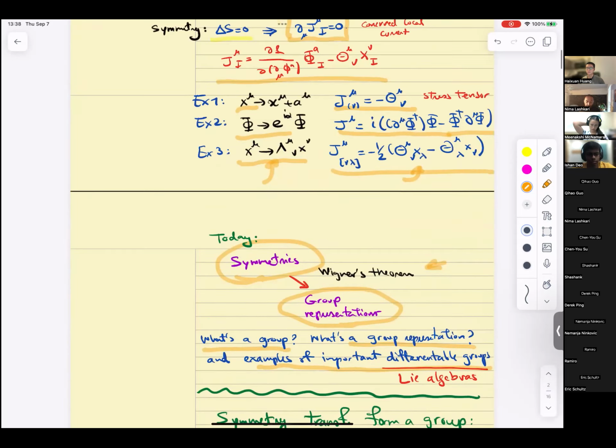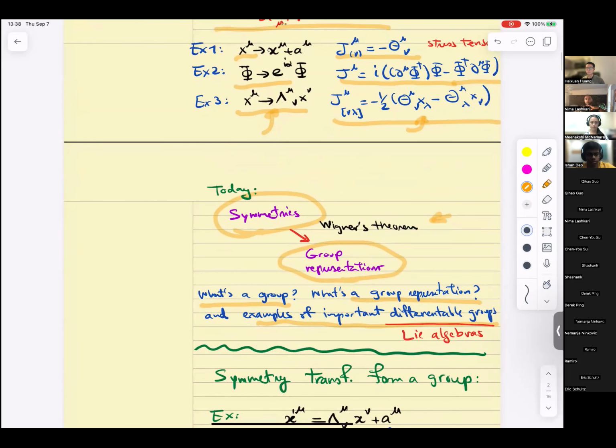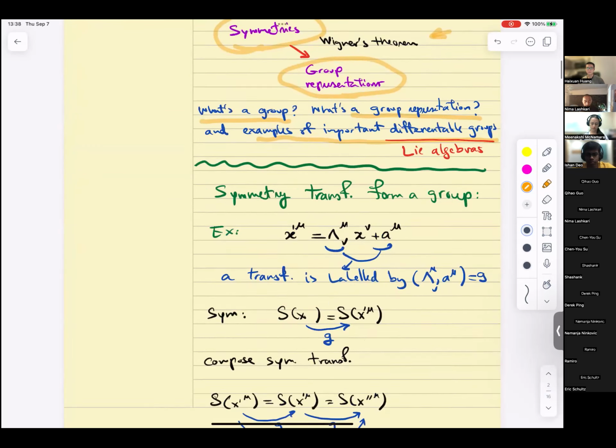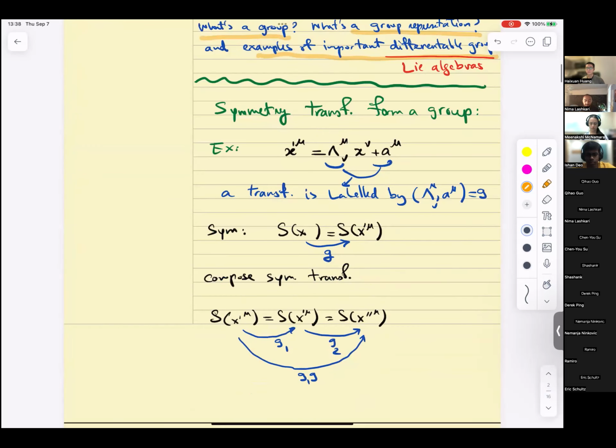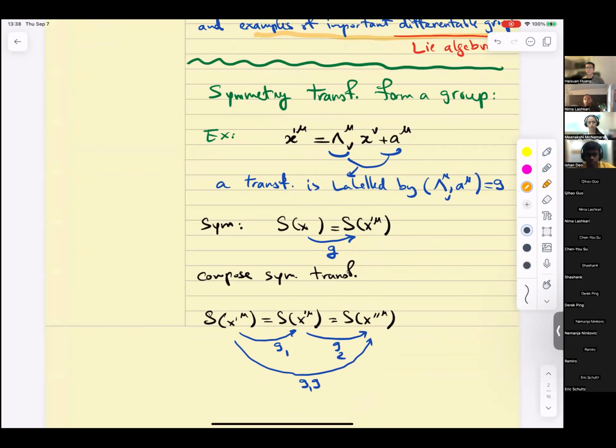Right? Is it clear what we're going to say today? So we're going to talk about the other side of this triangle, the connection between symmetries and group representations. And yeah. All right. So let's get started. If there are any questions at any point, please stop.